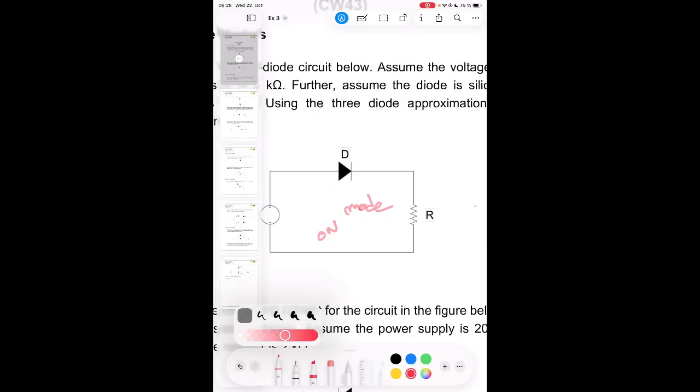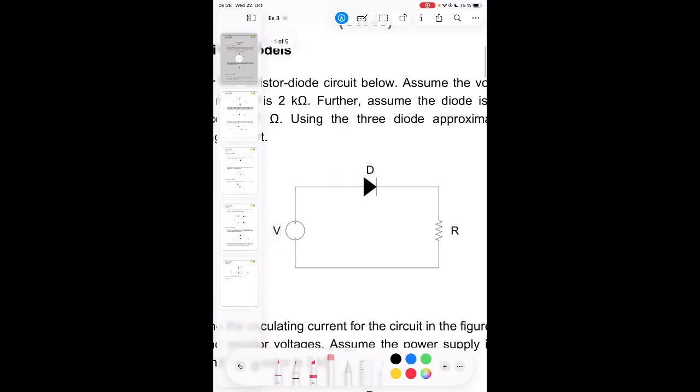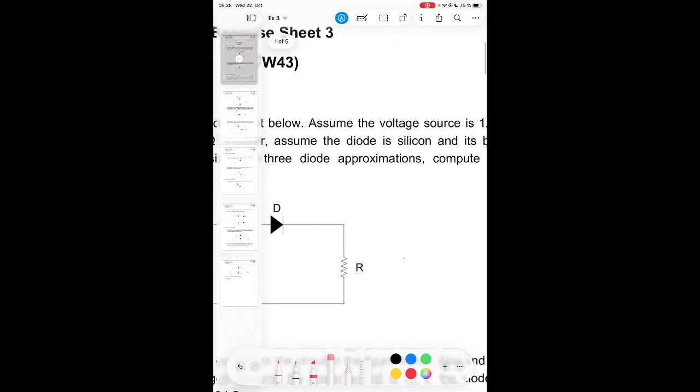In this case, it's obvious because the positive side, the anode side, is connected to the positive side of the supply voltage, and the negative side is connected to the negative side. That's why it's easy to do it that way. That's why I'm going to say this is the diode. Actually, here we have our resistance, 12 volt and 2 kilo ohm.